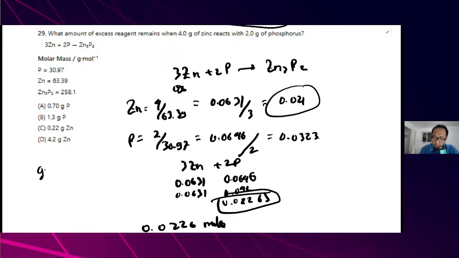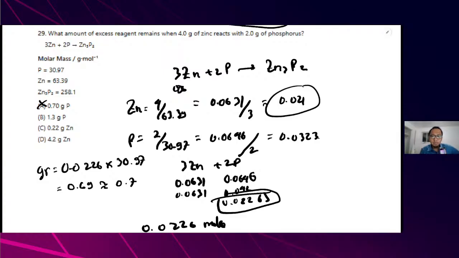So to get the gram, it will be 0.0226 times 30.97. Okay, so let me check for the answer. And then how much is it? 0.0226 times 30.97 is 0.69. Okay, the answer is 0.69, or rounding that to 0.7 gram. All right, so the answer will be A.